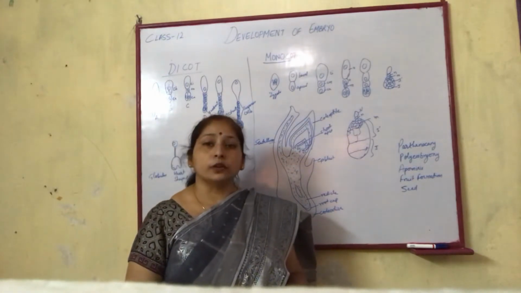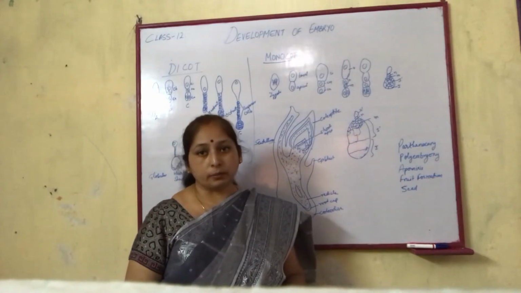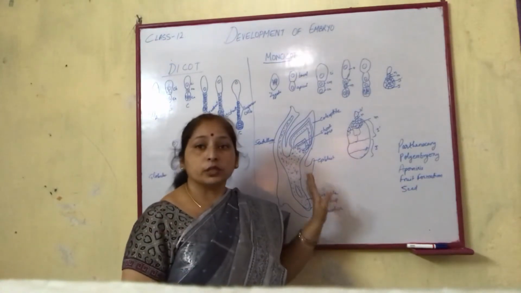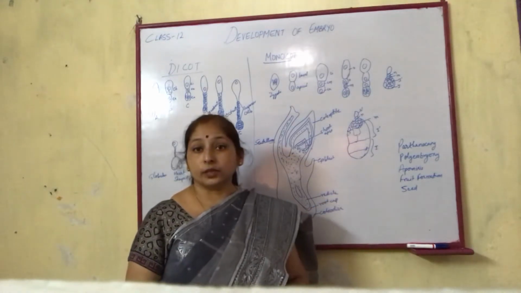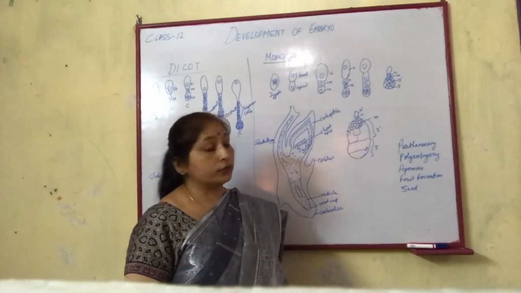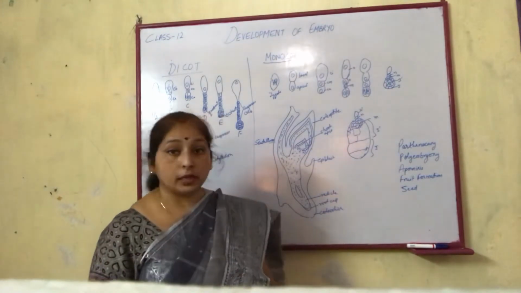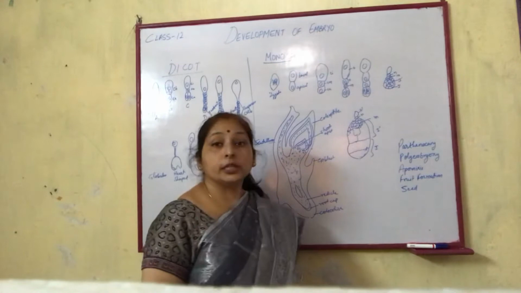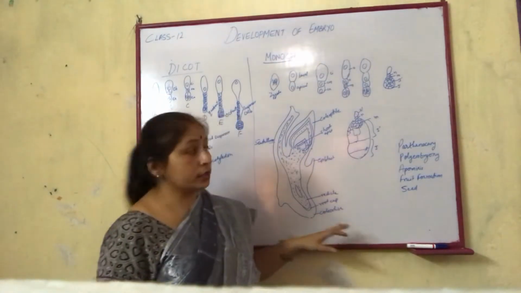The process of formation of embryo is quite different in dicots and monocots. Today we will discuss the developmental process and a few terms related to reproduction, like parthenocarpy, polyembryony, apomixis, then fruit formation and seed. So let's start with the development of dicots.